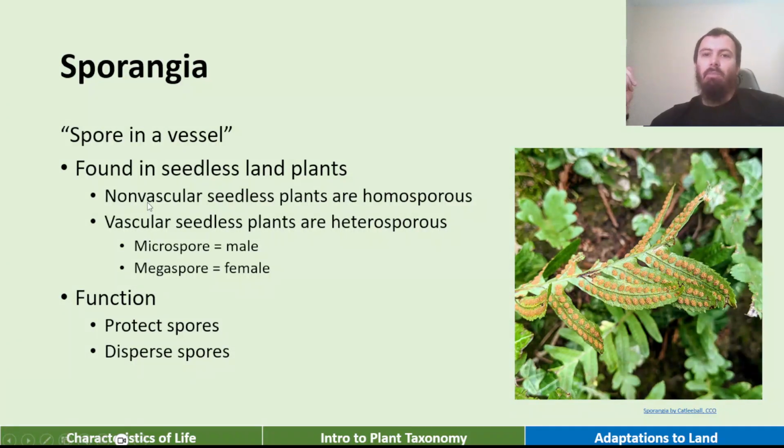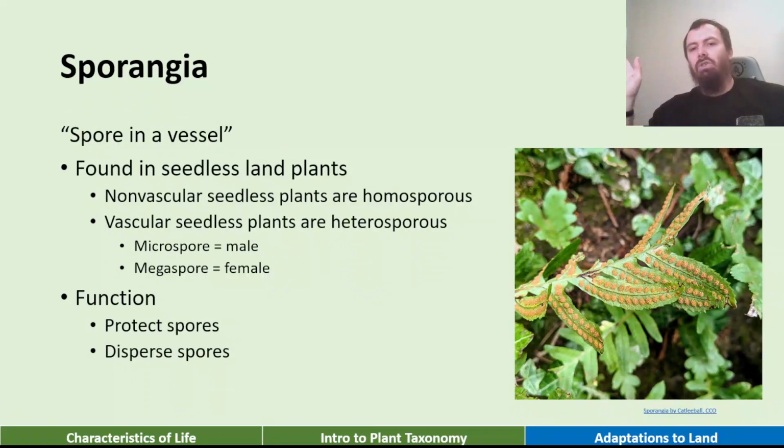Non-vascular plants, so the bryophytes and so on, are homosporous, meaning their spores are the same size. It doesn't matter whether male, female, any of that. They all look the same. They're uniform. Homospores. Vascular seedless plants, like ferns, produce two sizes of spores because they're heterosporous. The microspore, the smaller one, is the male. The megaspore, the larger one, is the female. That's actually how biologists define sex: the one with the smaller gamete is male, and the one with the larger gamete is female. Sperm is a lot smaller than egg, therefore individuals with sperm are categorized as male, and the ones with the larger egg are categorized as female.